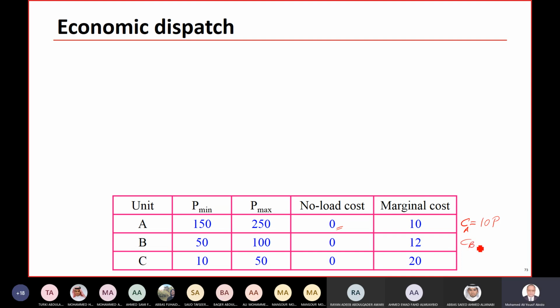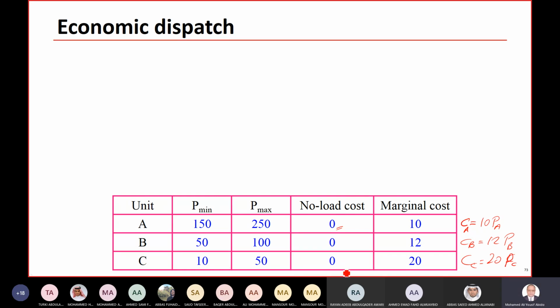And the cost of unit B is 12 BB. And the cost of unit C is 20 BC. Okay.